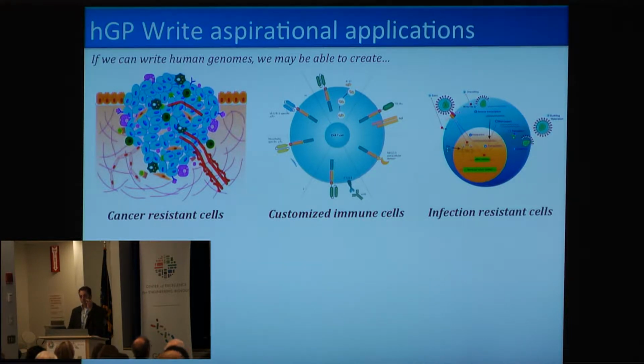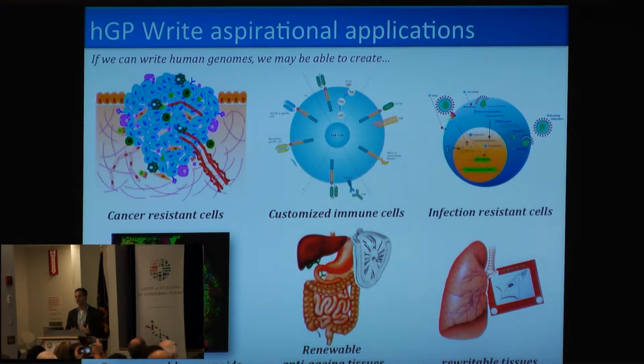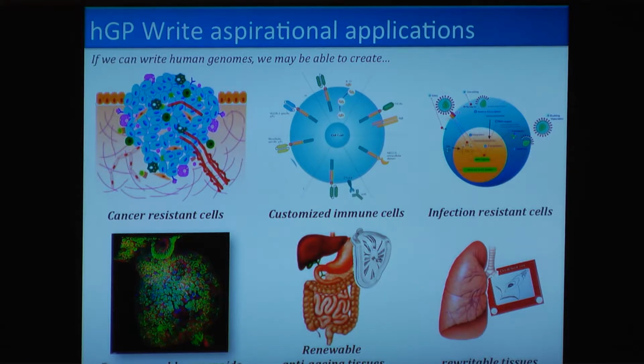Those types of cells really have multicellular interactions. In some sense, those are individual cells. At another level is this notion of actually getting coherent tissues, in terms of being able to benefit from this human genome project, right? And so some of the things that we're interested in pursuing include programmable organoids. I'll talk briefly about what that means. And then beginning to think about this notion of renewable anti-aging tissues or rewritable tissues.